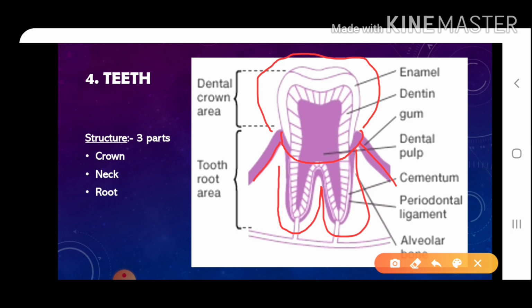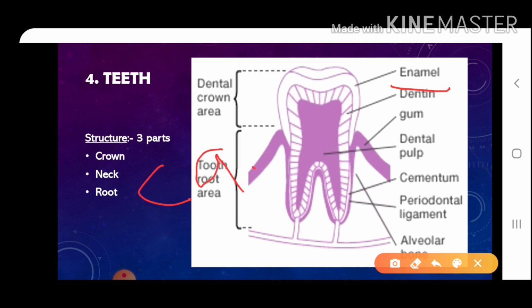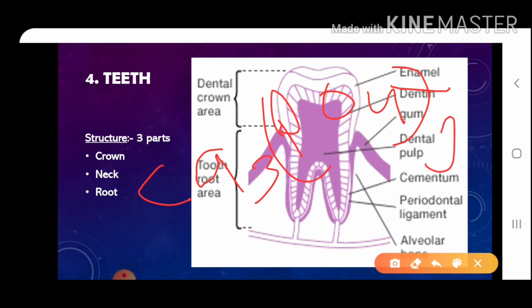The outermost part of the crown is known as enamel. Enamel is a hard shiny layer that covers the tooth from outside. It is also the hardest part of the human body, and it is majorly composed of calcium phosphate, that is Ca3(PO4)2. Please note it down.